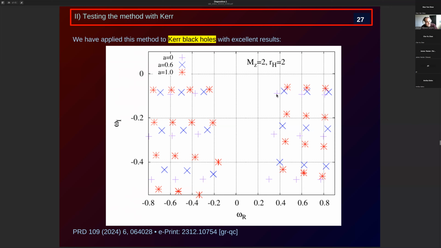In the case of Schwarzschild, the decomposition is exact. So these are the modes that have L equals 2 spherical harmonics. These are the modes that have L equals 3 spherical harmonics in Schwarzschild. When you spin the solution, the decoupling in spherical harmonics is no longer true. So in general, you have here a mixture of multipoles.